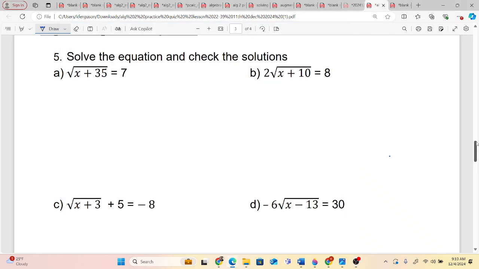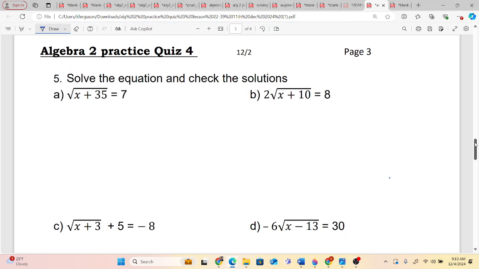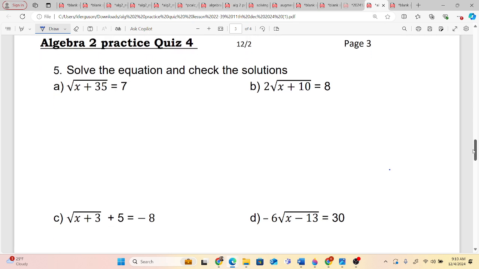Okay, last one, last page. So solve the equation and check the solutions, right? So let's just jump right in and start.